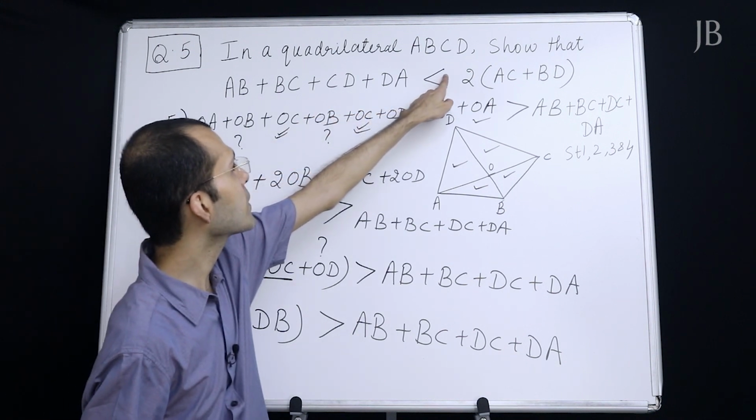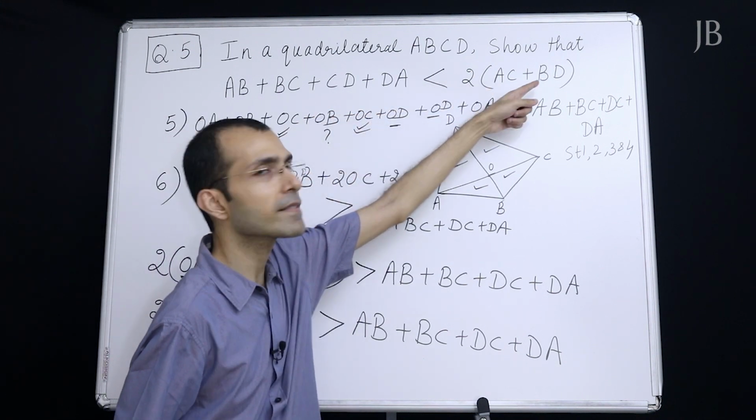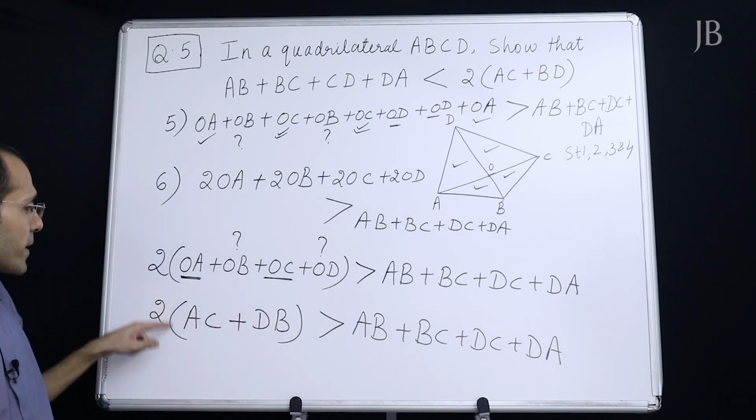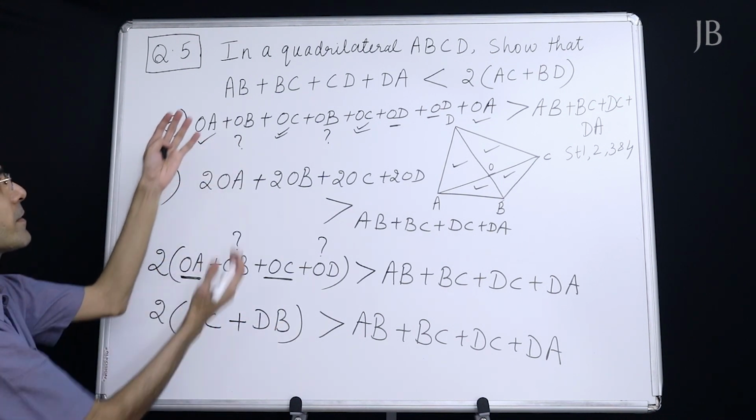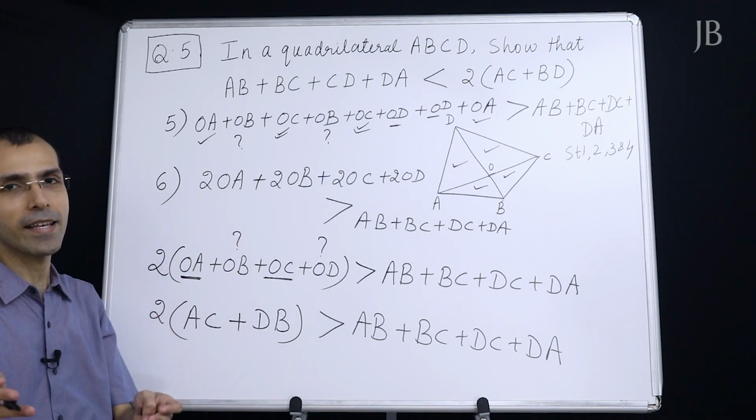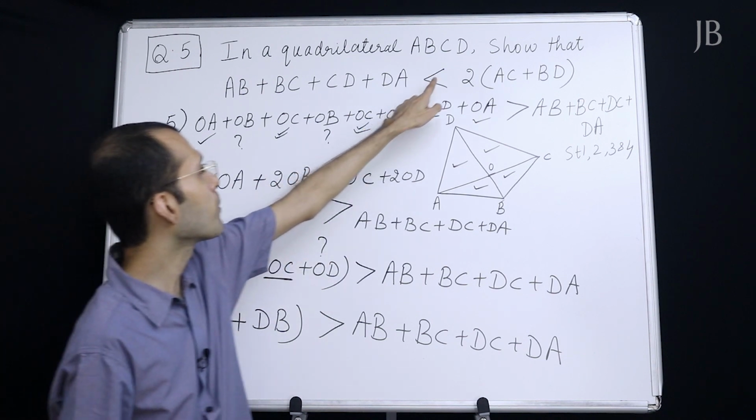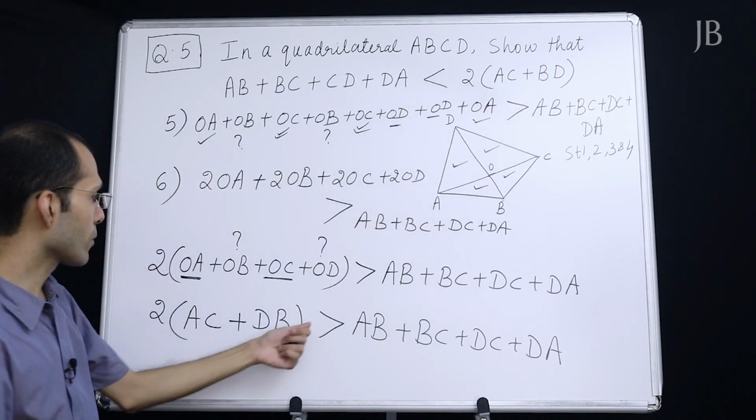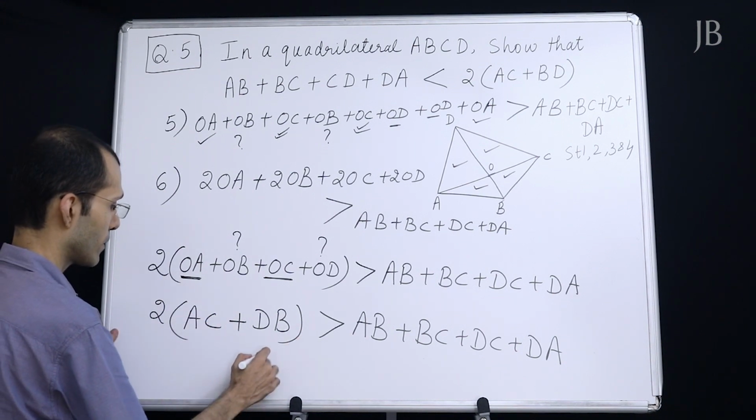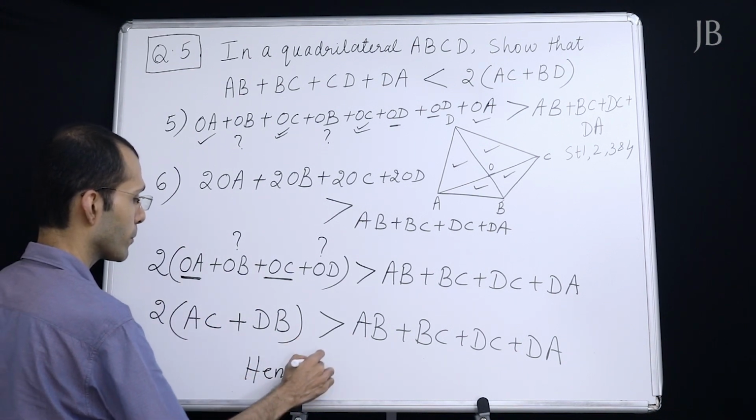See, open mouth is towards twice AC plus BD. Here also the open mouth is towards twice AC plus DB, just that it is in a different form, like x greater than y or y less than x, one and the same thing. Here the open mouth is towards this. Here also open mouth is towards this. So we have proved it. Hence proved.